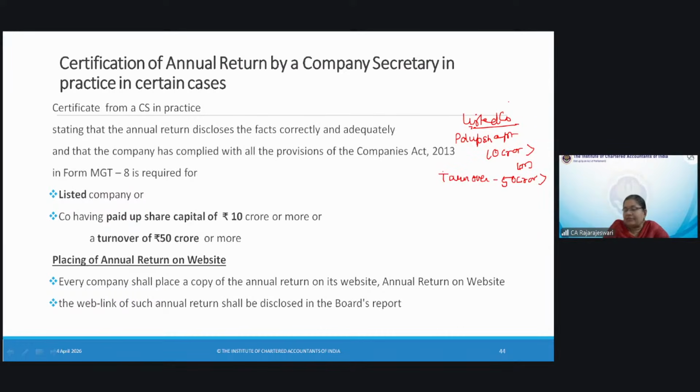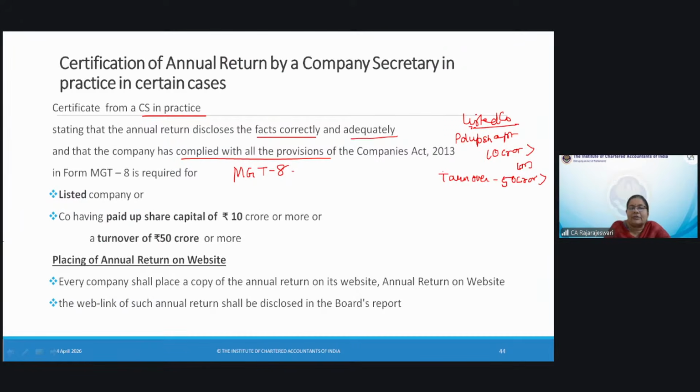Earlier we had a compliance certificate. So in the annual return that has been taken care of, wherein they get the certificate from the CS in practice, that it discloses the facts correctly and adequately, and the company has complied with all the provisions of the Companies Act. In that case, the form is MGT 8. That is for listed companies, or companies having a share capital of 10 crores or more, or a turnover of 50 crores or more.